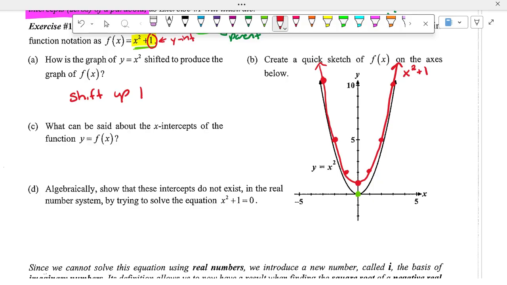What does that say about the x-intercepts? Do we have x-intercepts now for the red graph? Does the red graph at any point cross the x-axis? No. So there are no x-intercepts now.